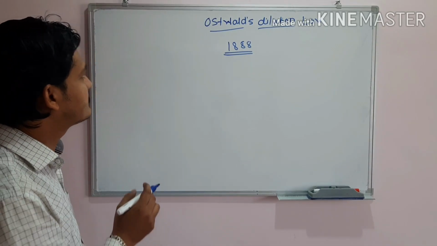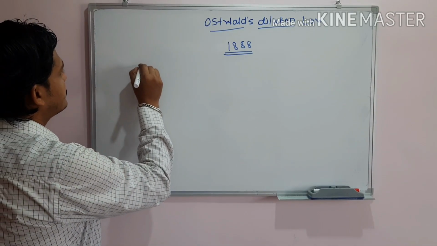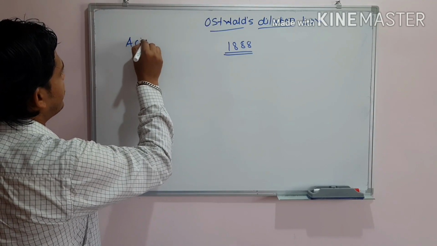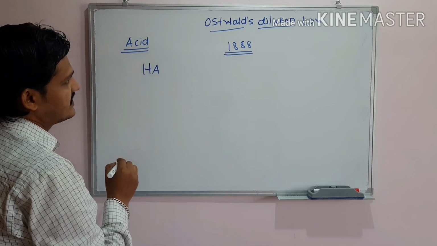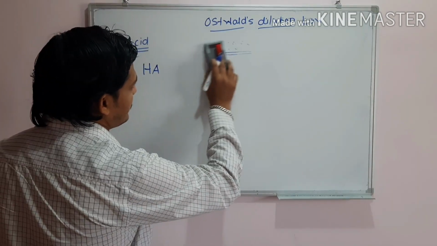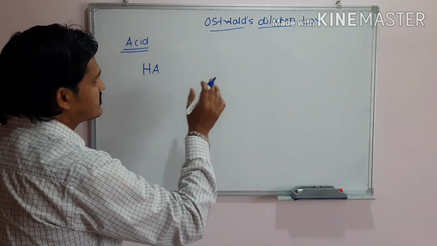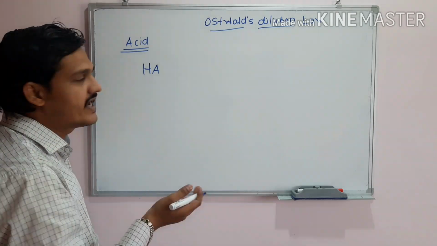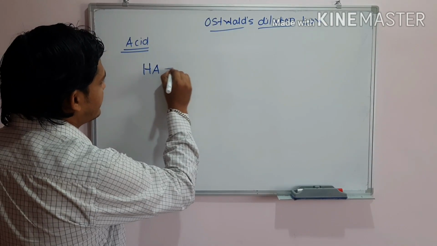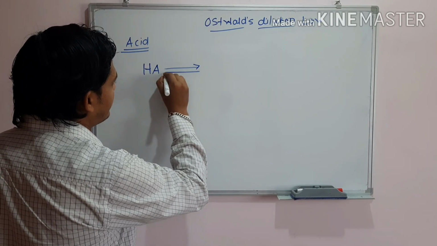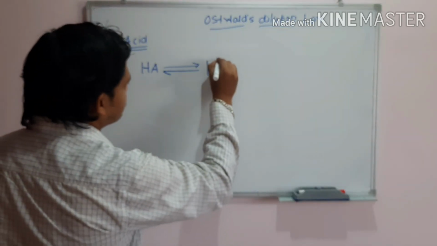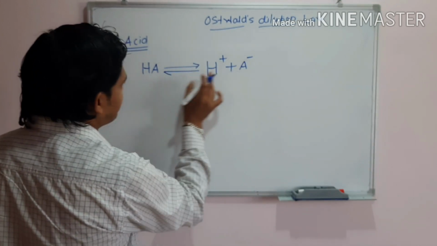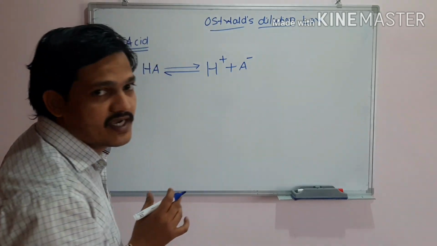Ostwald dilution law for weak acid. Consider the weak acid HA. Here H means the substance which gives H plus ion in its solution, and A means acid. It reversibly undergoes ionization, and HA gives H plus and A minus.